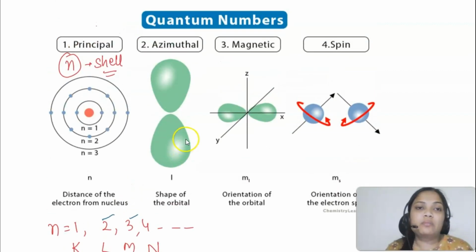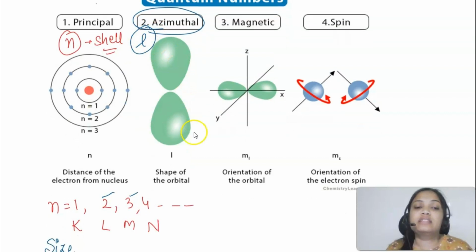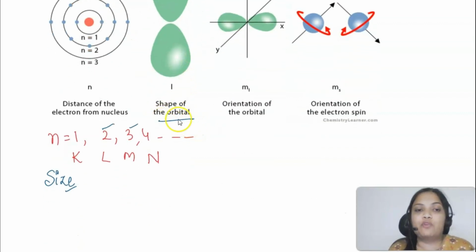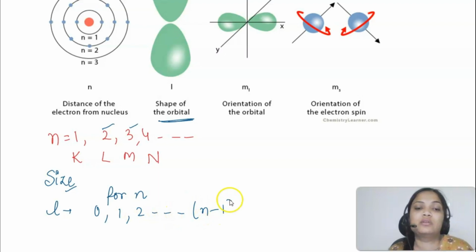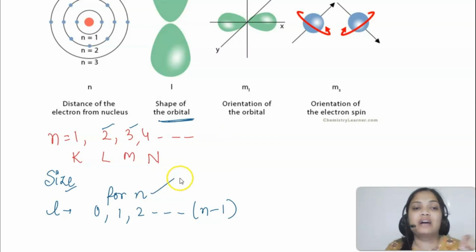Then the second quantum number is the azimuthal quantum number, which is denoted by l. This l tells you about the shape of the orbital, and the value of l depends on n. For each value of n, the value of l goes from 0, 1, 2 up to n minus 1. Each shell has particular subshells also, so the number of subshells is determined by the value of n.